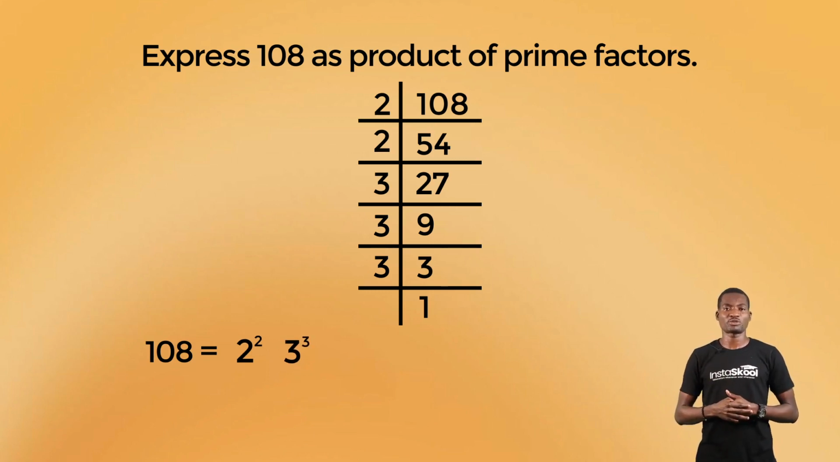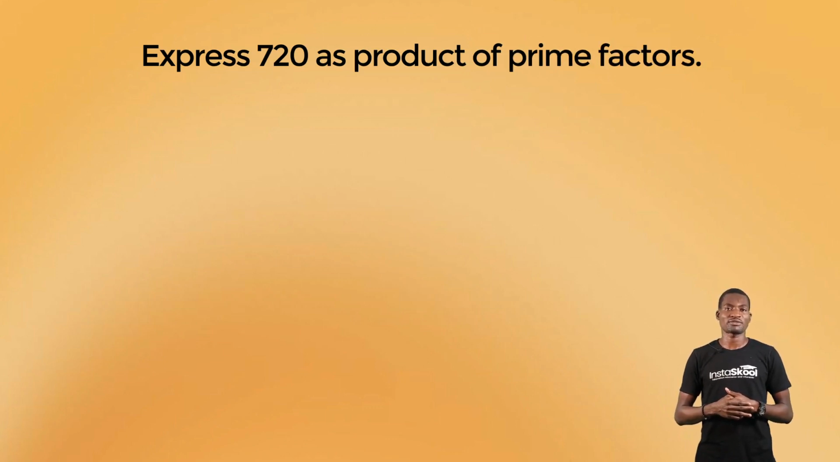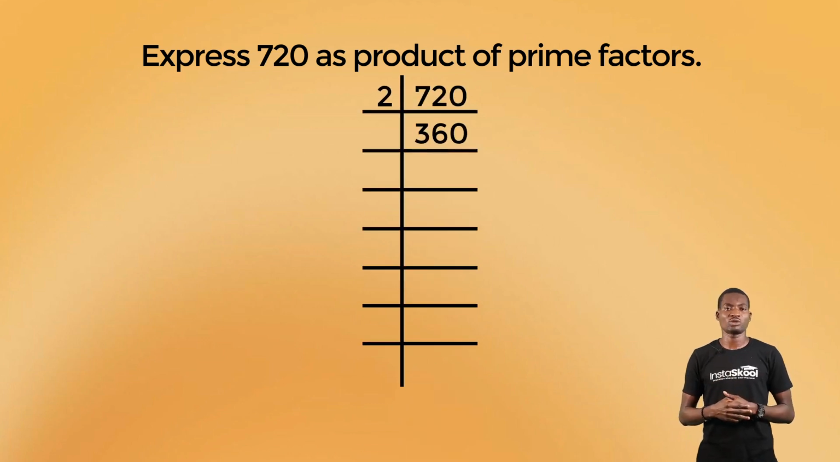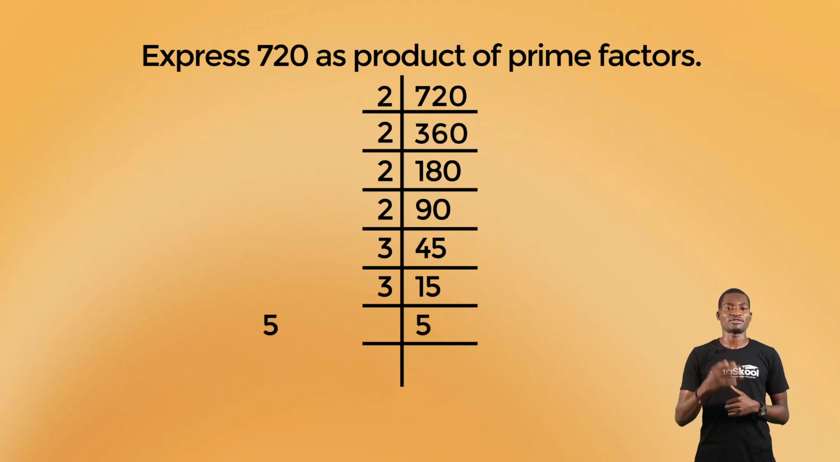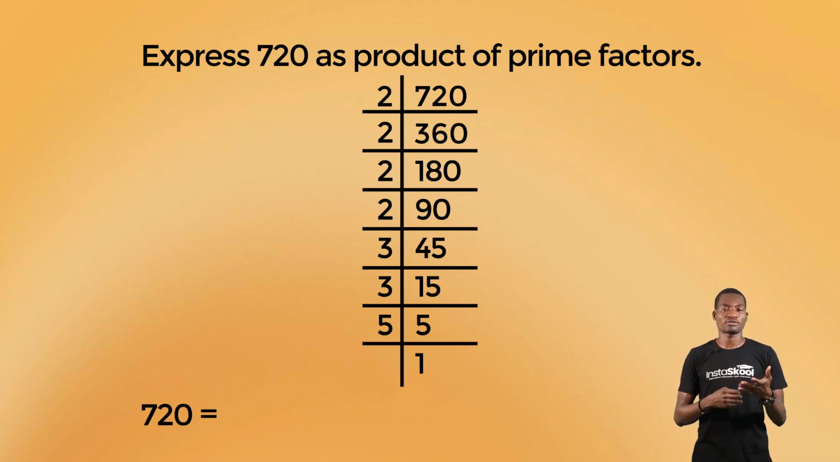The next example is to express 720 as a product of its prime factors. We go again by starting the division with 2. 2 in 720 will give us 360. 2 in 360 will give us 180. 2 in 180 will give us 90. 2 in 90 will give us 45. 3 in 45 will give us 15. 3 in 15 will give us 5. And then 5 divide 5 to finally arrive at 1. Therefore, we finally say that 720 is 2 raised to the power of 4 multiplied by 3 raised to the power of 2 multiplied by 5 raised to the power of 1.